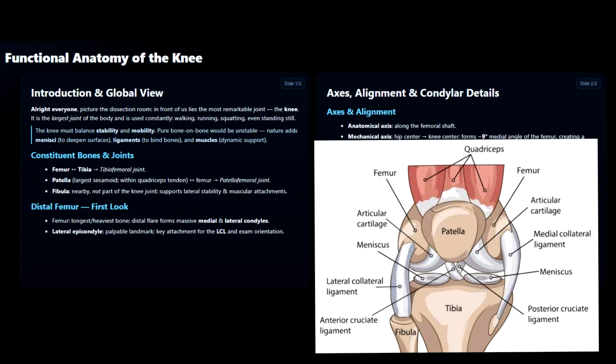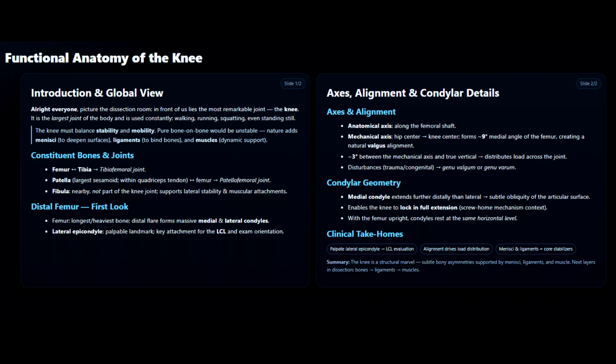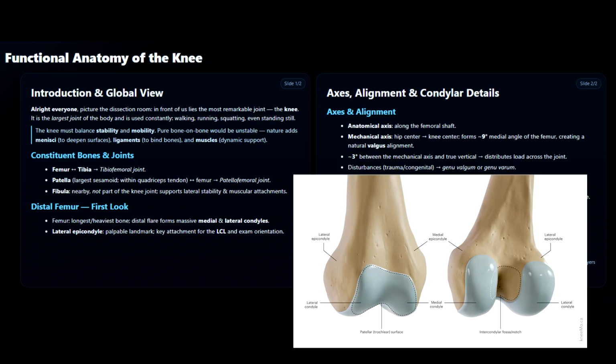Now, let's zoom in on the bones, beginning with the distal end of the femur. Picture the femur as a strong column running from the hip down to the knee. It is the longest and heaviest bone of the body, and at its distal end, it flares out to form two massive condyles, the lateral condyle and the medial condyle. There's an interesting geometry here.